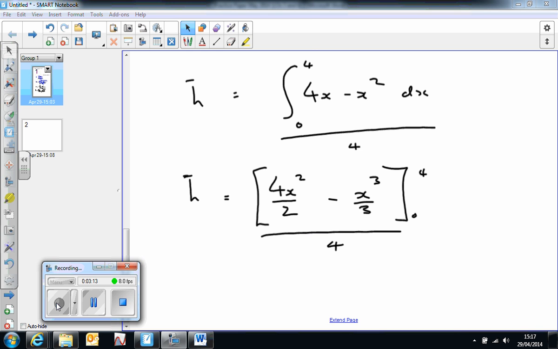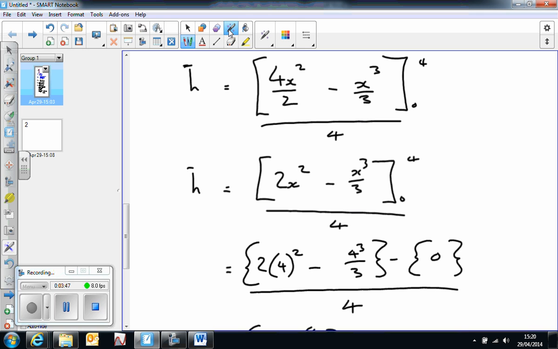So h bar, the mean height, what do I integrate? Add 1 to the power, so this is power 1 now, so it becomes x squared over 2 minus x cubed over 3. I can tidy this up because 4x squared over 2 is just 2x squared. I use the square brackets because I'm going to put these limits of 4 and 0 in. And then I evaluate the top, and then remember at the end to divide my final answer by 4. So just finish that off.